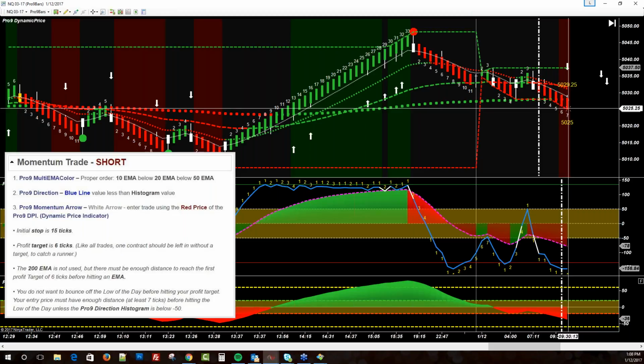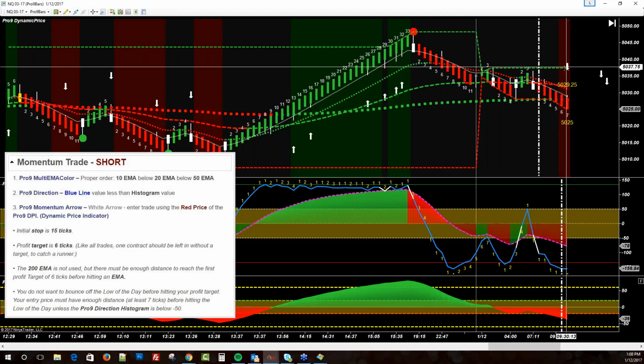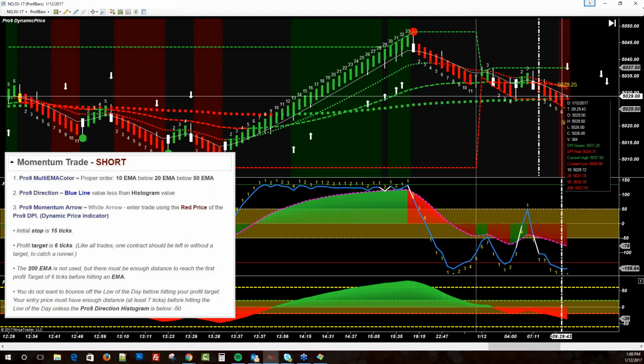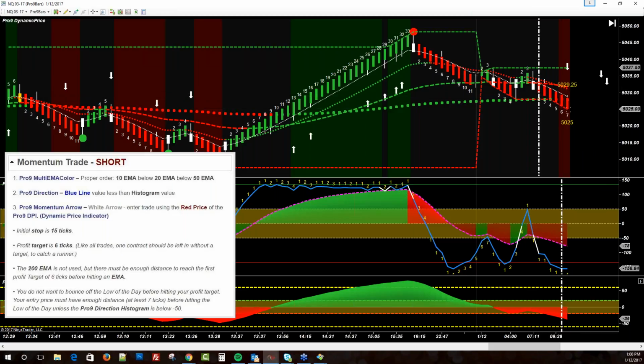And we'll take a look at the DPI in a minute. So as soon as this arrow pops up, I know that I can put in my red DPI of 5024.75. And then once that DPI is reached, it will close this bar, and if everything goes according to plan, fill my order and get me in that trade.